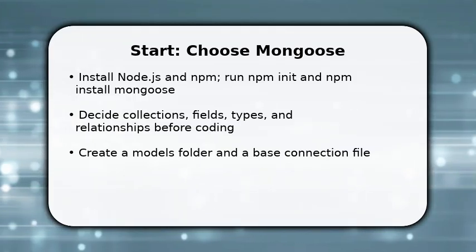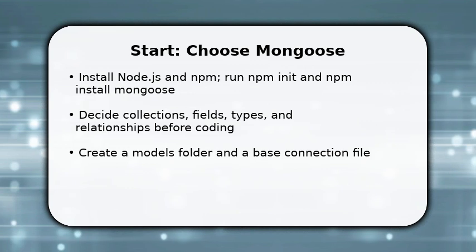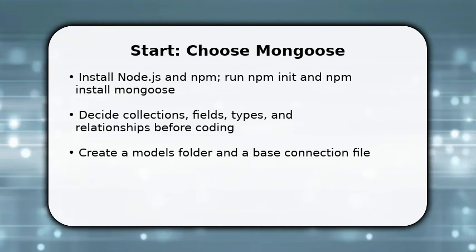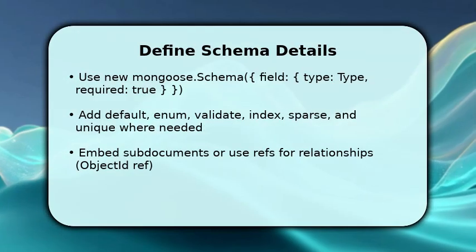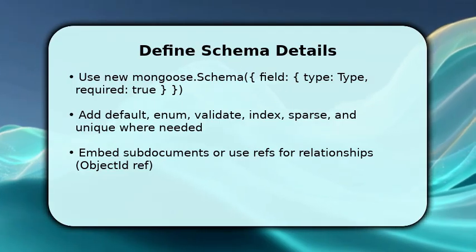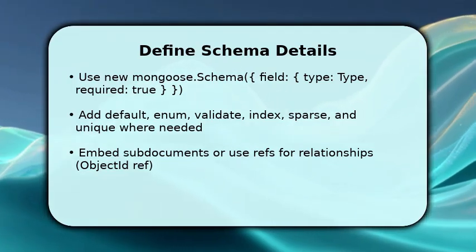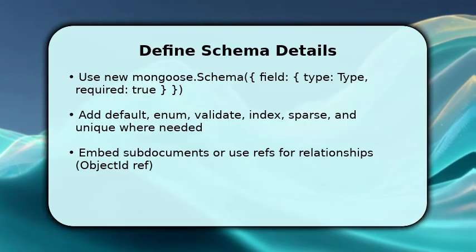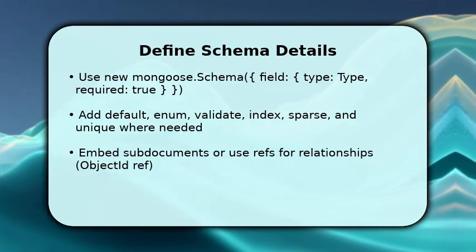Now create a file like user.model.js and import Mongoose to start the first schema definition. You now flesh out the schema. Define each field with type, required, default, and validation rules. For arrays and nested objects, use subschema or nested schema definitions.